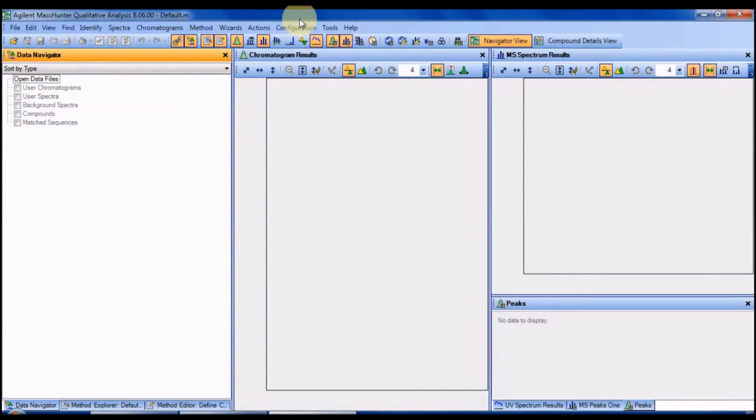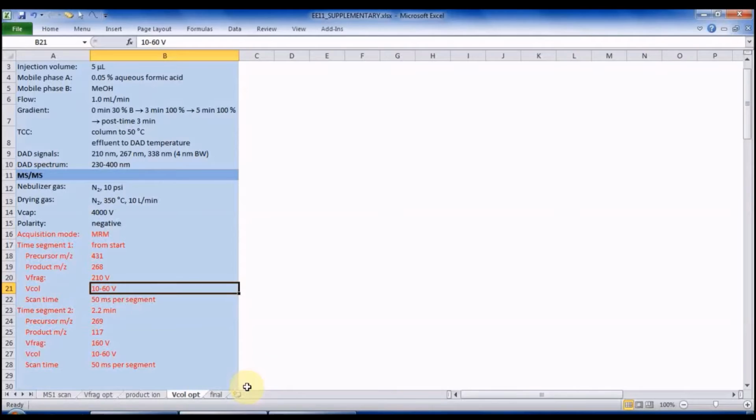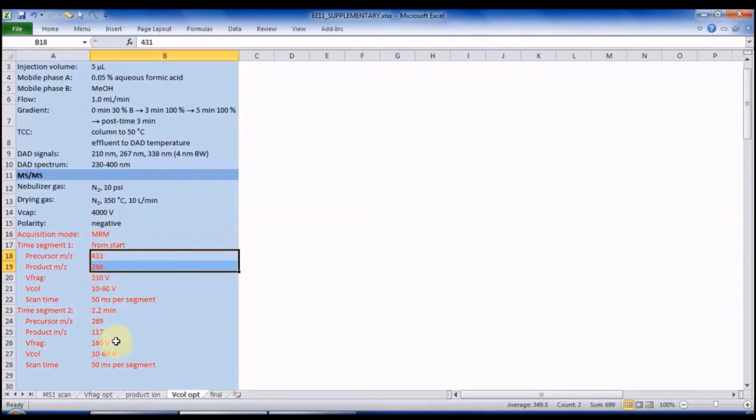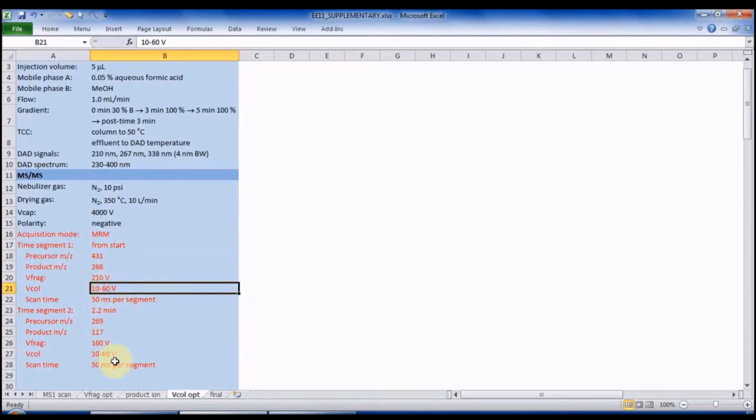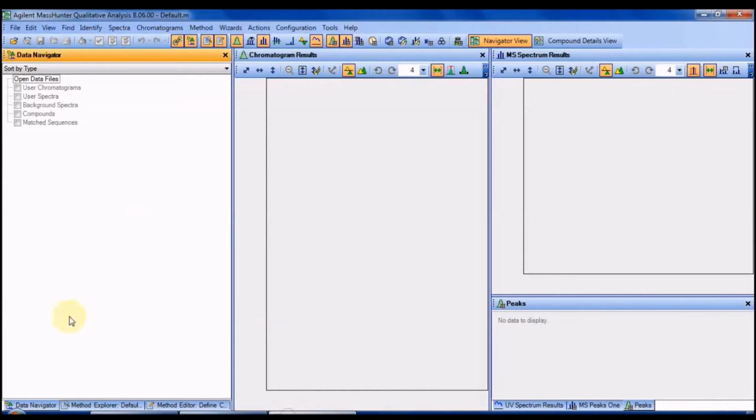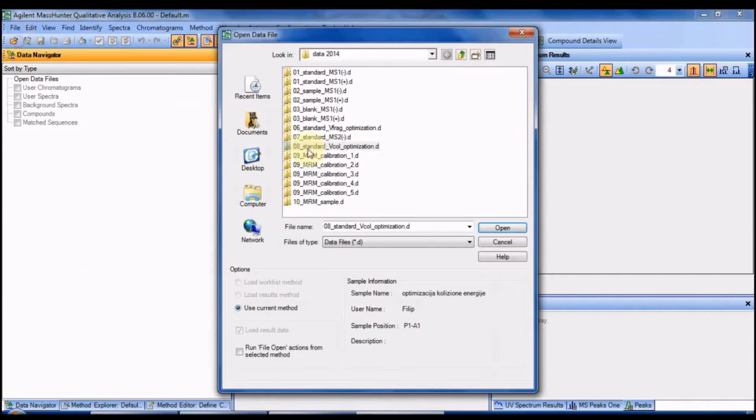As with fragmentor voltage, we need to optimize collision energy for each compound so as to maximize the sensitivity. The standard will be analyzed in MRM or SRM mode with previously defined precursor and product ions, optimized fragmentor voltages, and with collision voltages in the 10 to 60 volt range with 10 volt increments. We can now process our data.